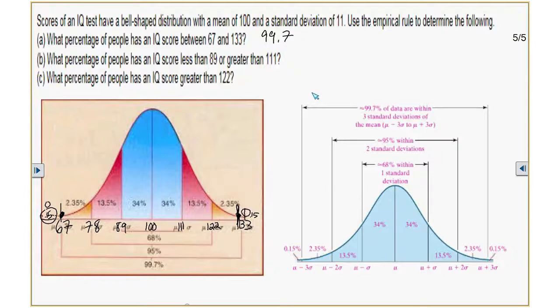What percentage of people has an IQ less than 89 and greater than 111? Now you can find this two ways. You can either add them up, or you can add these two up, subtract them from 100 and divide it by 2, because you got two sides. You got this side, which is 1, and you got this side, which is 2.